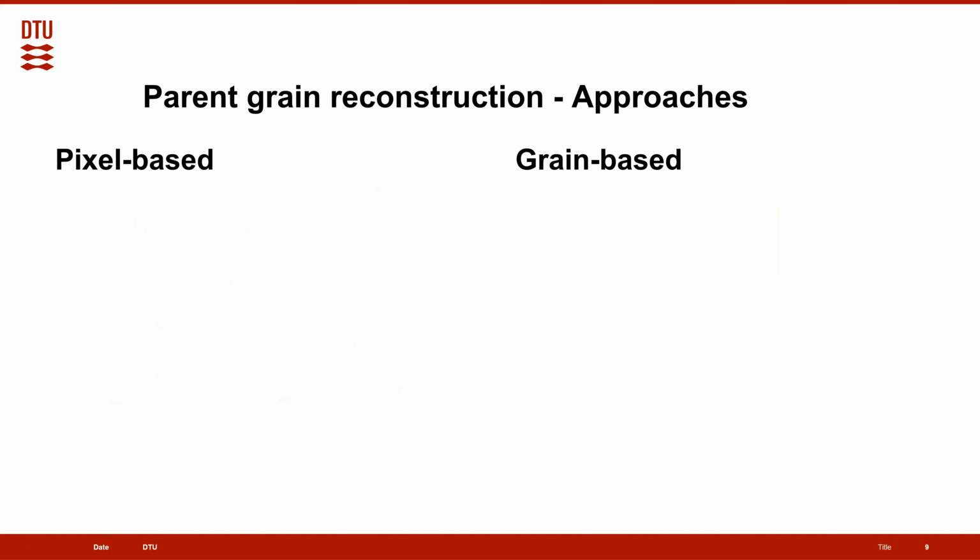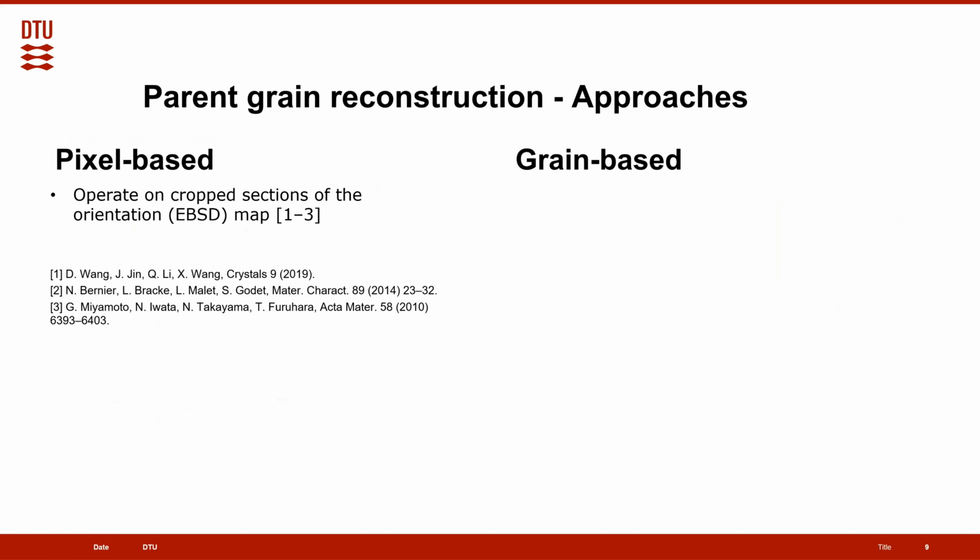So traditionally, there are some algorithms that are pixel-based, which look at all the orientations of the EBSD data, and some that are grain-based, that look more at the grouped data. Pixel-based, if I order the main references from newest to oldest, we have those 3 references here, and they operate on cropped sections of the orientation data set, with the first algorithm in 2010 being introduced by Miyamoto et al.